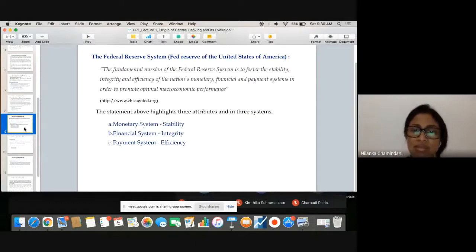Because of that, you know that the fundamental thing is the availability of capital. So integrity in the financial system is paramount. And the next thing is the payment system, which we already discussed: how it facilitates the financial system and ultimately the overall economic activities, so it should be efficient.